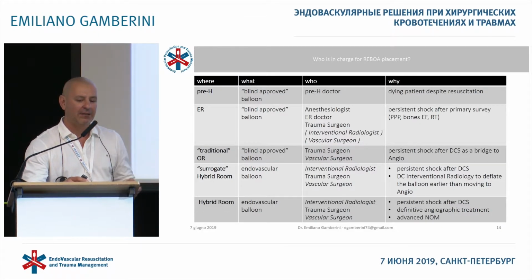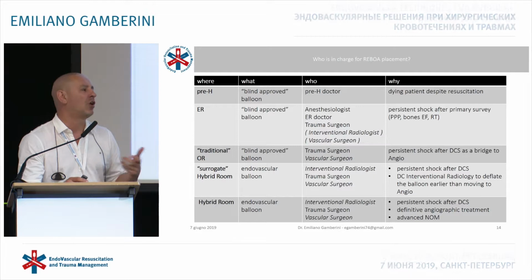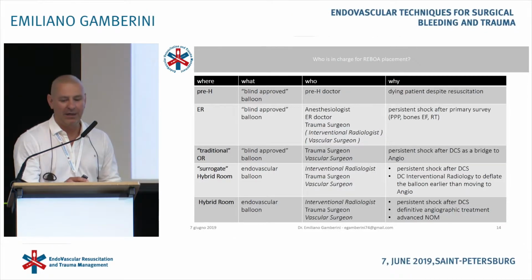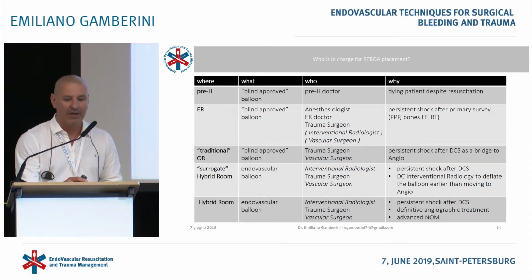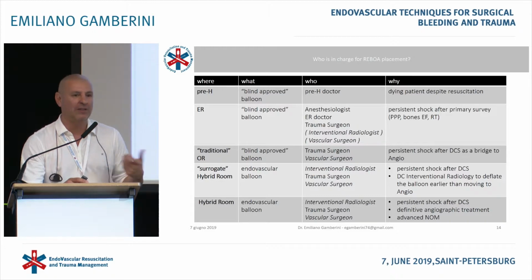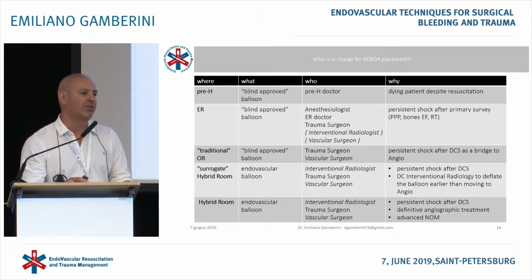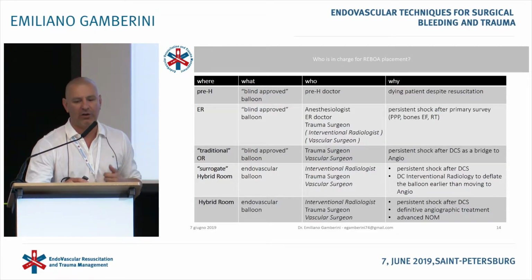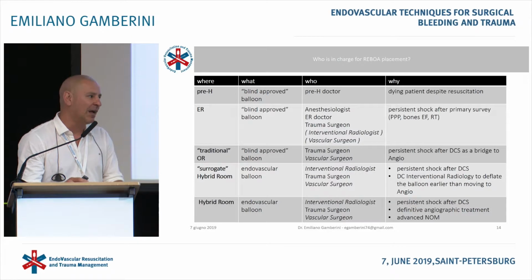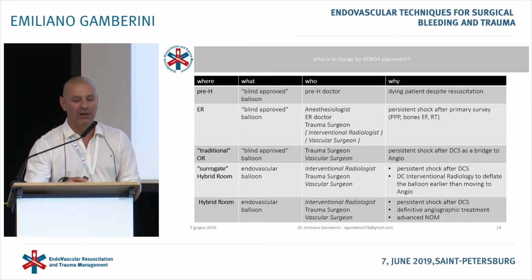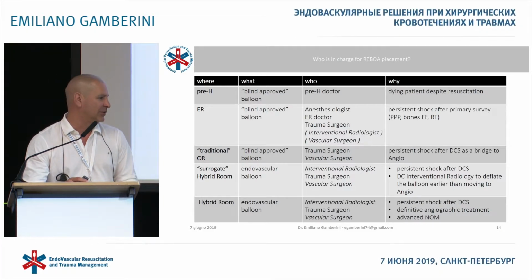I put interventional radiologists and vascular surgeons in brackets because in our experience, it's not so common to have them in the emergency room. But if they are there, obviously they can do it, and maybe they have to do it. We do it in the patient with persistent shock after primary survey and PPP or resuscitative thoracotomy and bone external fixation. In a traditional operating room, again, I think we can use blind-approved balloons, and this is the theater of the surgeons, so the trauma surgeon and vascular surgeon should do it.